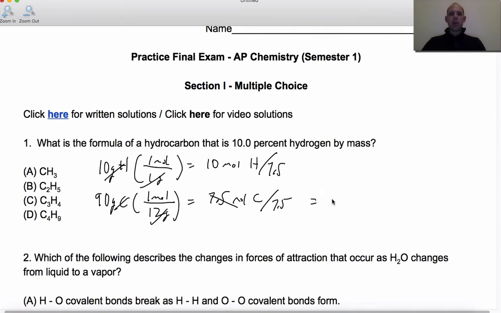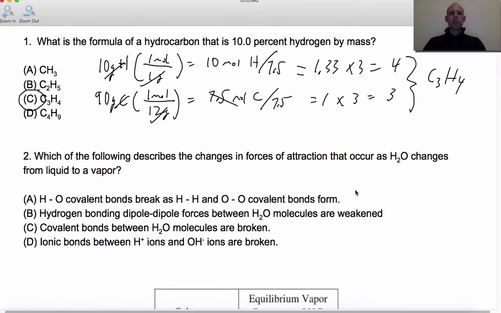and you're going to end up with 1 here, and you're going to end up with 1.33 here. So you can multiply that by 3 and get 4, and multiply that by 3 and get 3. So those two together will give you C3H4, which is the answer to number 1.